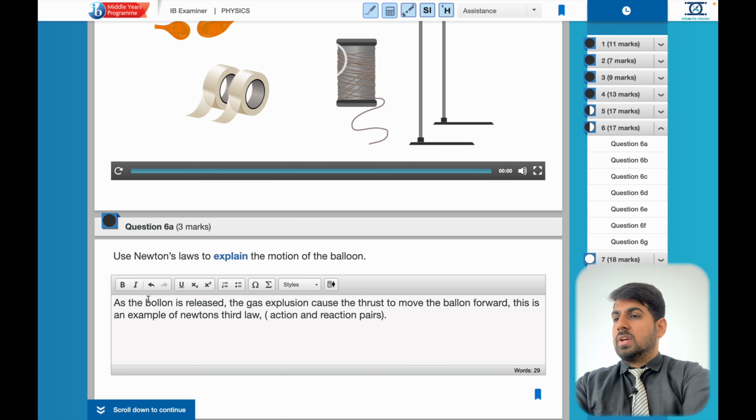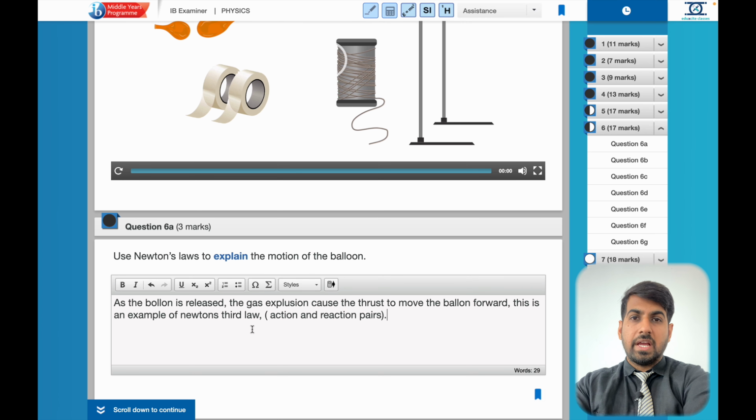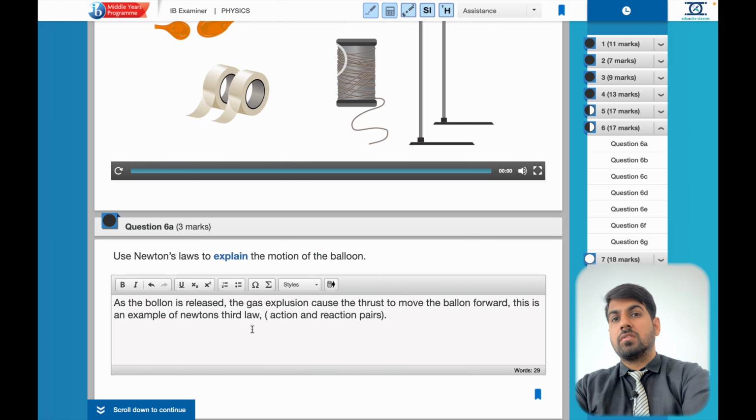Okay. So, as the balloon is released, the gas expulsion causes a thrust that moves the balloon forward. This is an example of Newton's third law. So, action and reaction pair. We can say if one object exerts a force on another object, the other object will also exert the same force on the first object, that is the action and reaction pair. So that is what can explain the motion of the balloon in this particular question.